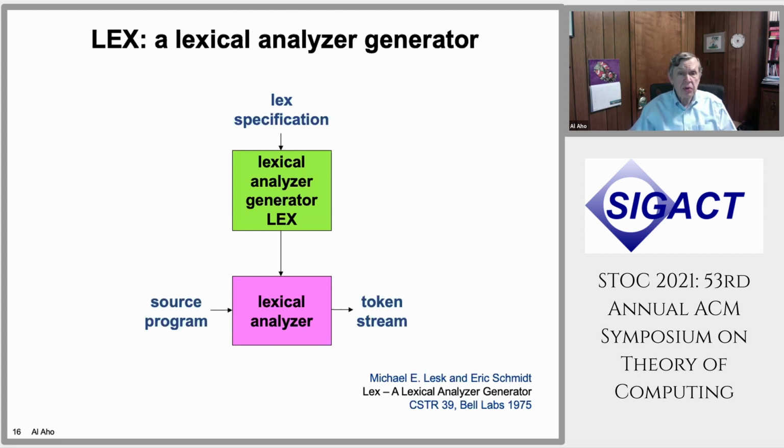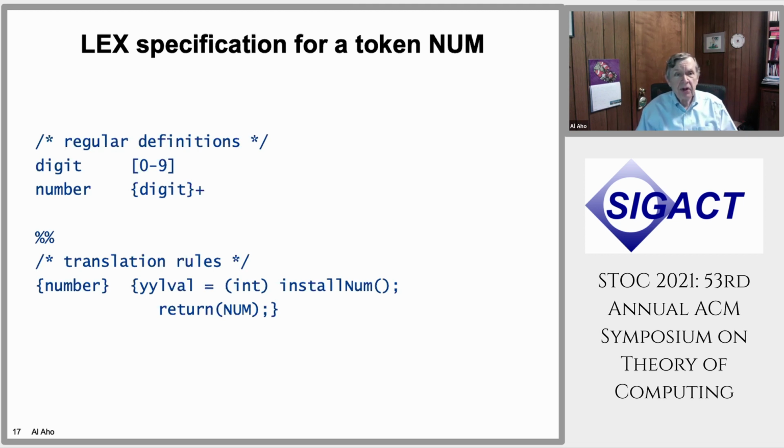And let me just illustrate how this went. So here is a very, very simple example of a lex specification for a token consisting of an integer number. We see regular definitions using regular expressions for specifying a number as a sequence of one or more digits. And then after the regular definitions are translation rules. And here's just one translation rule that says, if the lexical analyzer recognizes a number in the input string, it executes a semantic action of installing that sequence of digits into a symbol table and returning the token num for the syntax analyzer. So Lex became very popular for creating not only lexical analyzers, but all sorts of language processors.